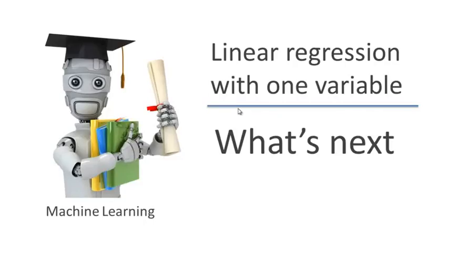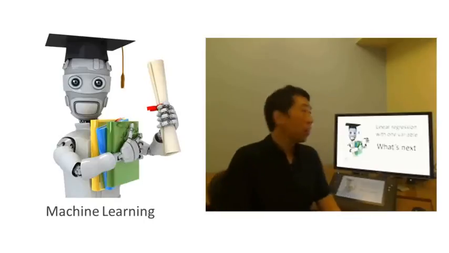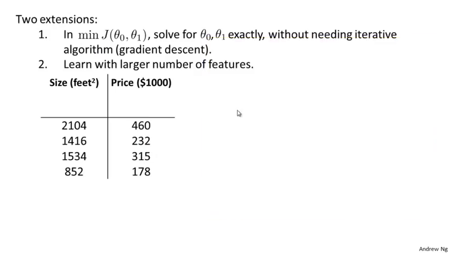You now know about linear regression and gradient descent. The plan from here on out is to tell you about a couple of important extensions of these ideas. Concretely, here they are. First, in order to solve this minimization problem, there's an algorithm for solving for theta 0 and theta 1 exactly without needing an iterative algorithm like gradient descent that we had to iterate multiple times over. There are advantages and disadvantages of this algorithm that lets you solve for theta 0 and theta 1 basically in one shot.